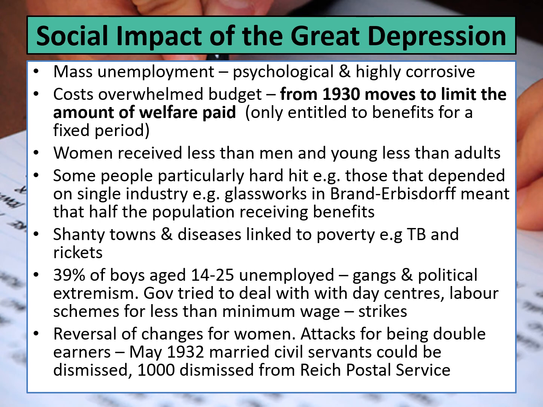The government did try and help them with things like day centres, and they also introduced labour schemes to try and give them some skills. But they were paid less than minimum wage for this, and this led to some strikes for higher wages in October 1930 and June 1932. So young people felt very frustrated that at a time of economic crisis, they were being forgotten, and they felt that the measures didn't go far enough.